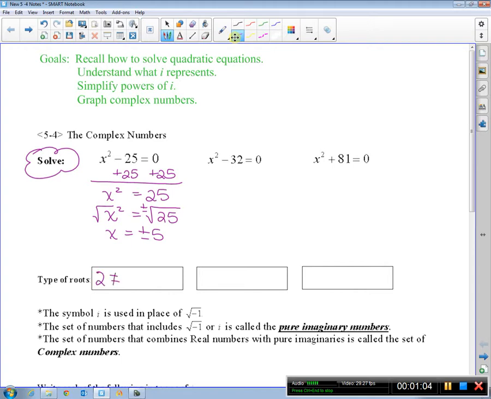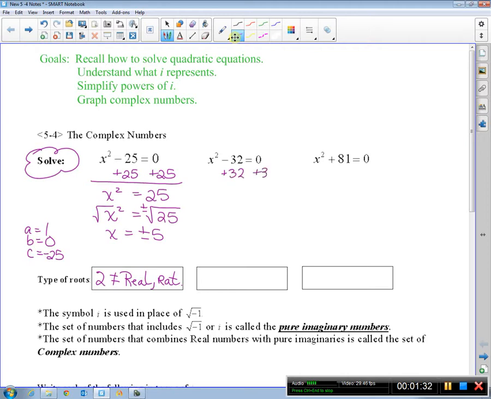They're unequal. Of course, they're real. And they're beautiful. That makes them rational. We could use the discriminant and figure that out as well, where a is 1, b is actually 0 because there's no x term, and c is negative 25. So the discriminant comes out beautiful. But let's just solve these the same way.